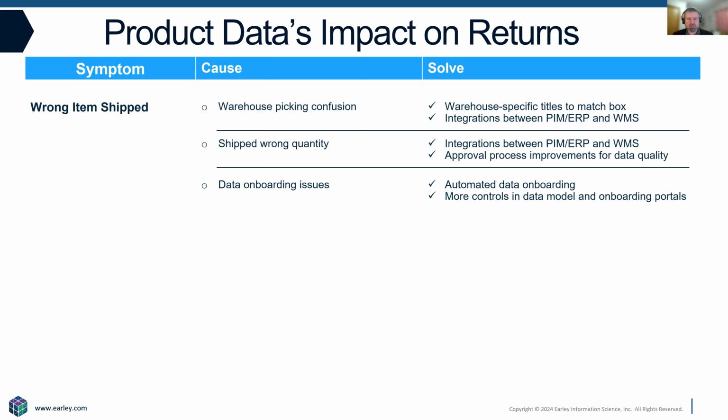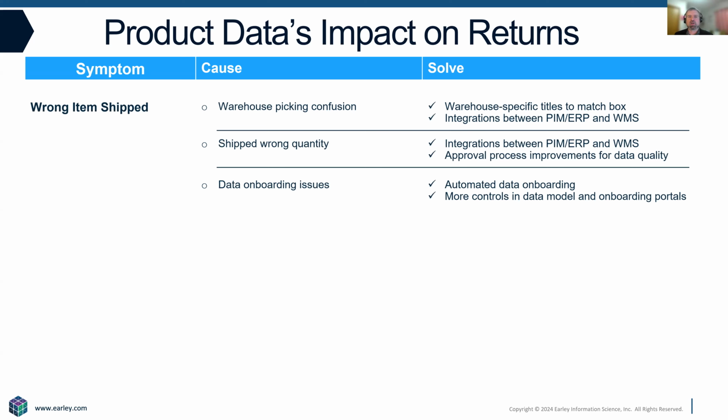This is as simple as making sure that when the warehouse is picking, they're not picking based off of an e-commerce title. They're picking off of what they should actually see on the stocking label or on the shelf or on the box itself to make sure they're getting the right product to reduce that return. So this is as simple as adding data points to be able to do this, and then integrating between source systems like PIM and ERP to your warehouse management system, so that the data that says this is what the warehouse title will be is in conjunction with your other data to make sure that they match.